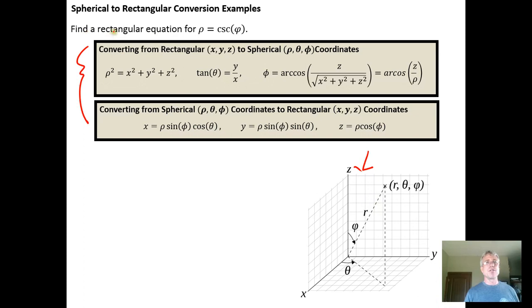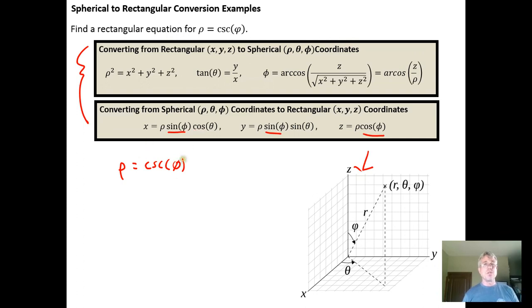So it says find a rectangular equation for rho equals cosecant of phi. And when we're doing these, there isn't a right way to do it. A lot of it's just experimenting and pushing things around until you find something that works. So when I see the cosecant of phi, and I see that my pile of relationships that involve phi all have sines and cosines, that leads me to want to get this spherical equation rewritten in terms of sine of phi or cosine of phi.